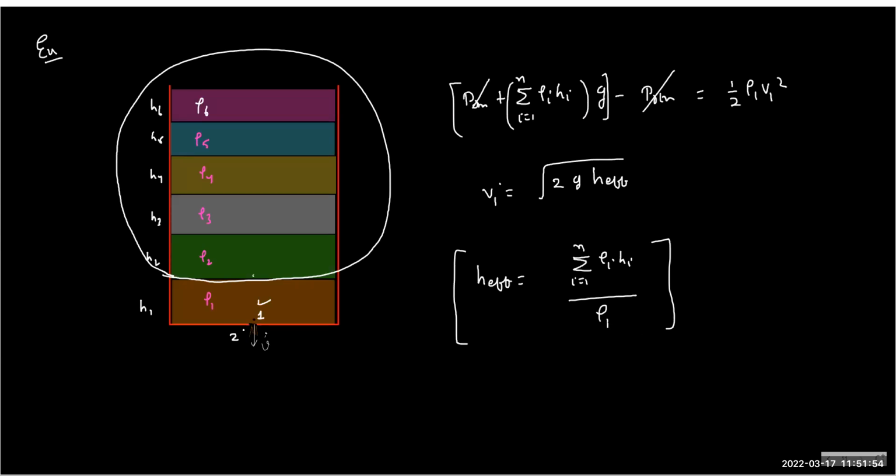I can also write this as H1 plus, then I can just wrap up the rest, the summation for i equals 2 to n of rho i Hi, upon rho 1. So this will look like H1 plus the summation of rho i Hi, which does not include H1, upon rho 1. It's up to you the way you want to solve, but this is pretty easy.